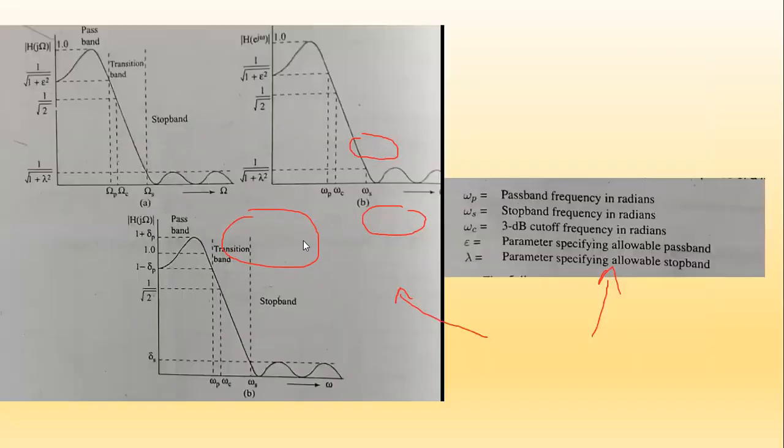This is again a diagram, which is available in the analog domain and in the digital domain. If you see here the parameters which are given: 1 by 1 plus lambda square, 1 by 1 plus epsilon square. Lambda and epsilon are the attenuation in the pass band and the attenuation in the stop band. This lambda represents attenuation in the stop band and this represents attenuation in the pass band. These are the points we discussed in the last discussion: pass band allowable attenuation, stop band allowable attenuation. These are the four parameters.